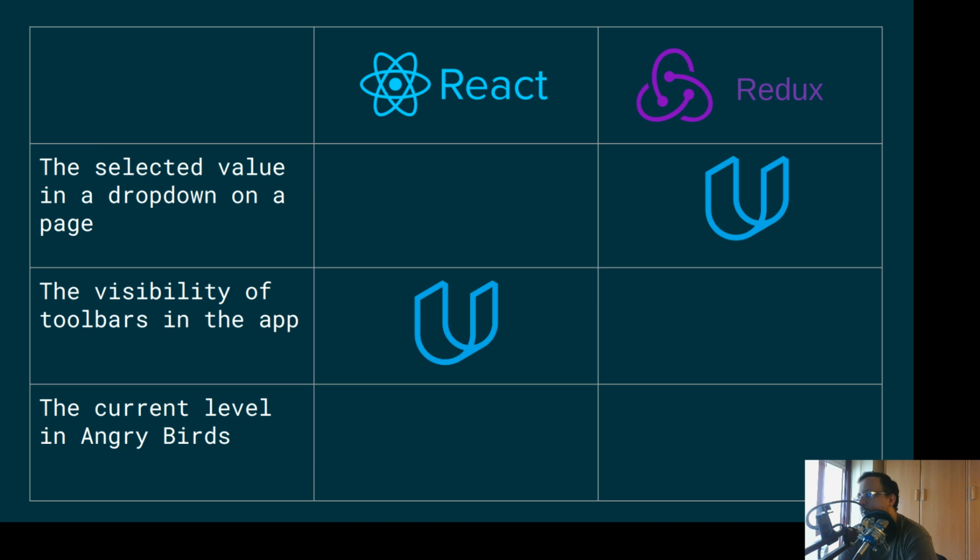The current level in Angry Birds. You are playing Angry Birds inside a screen, and your score, for example, is something that needs to be consistent through time. It's not a very instant state. You don't need it just for 2 seconds. If you lose and you go out of that screen, you want to see which level you lost. So what do you think? React or Redux? In my case, I think it's right to put it in Redux.